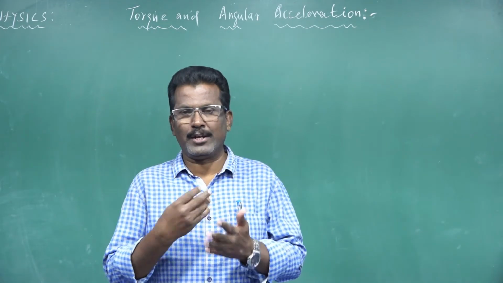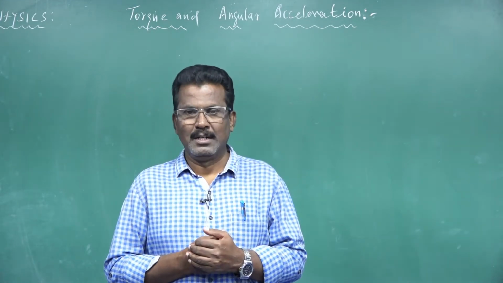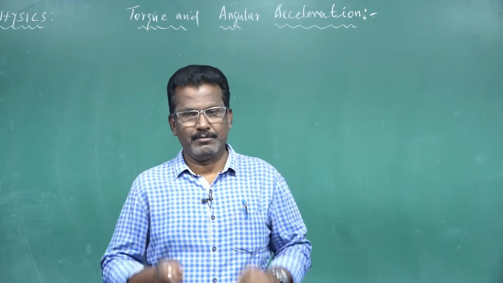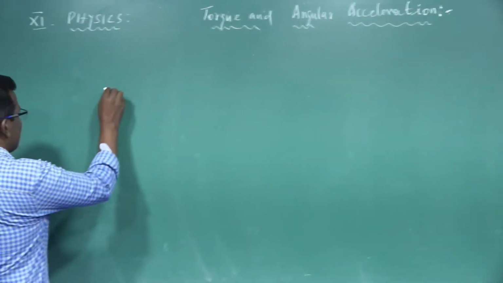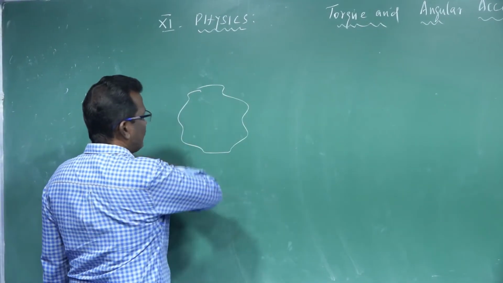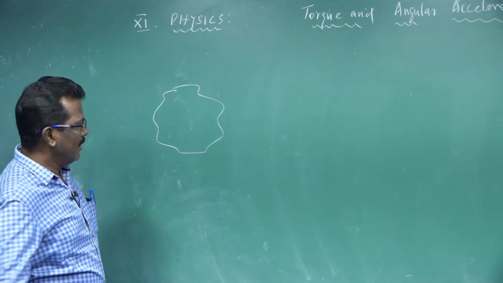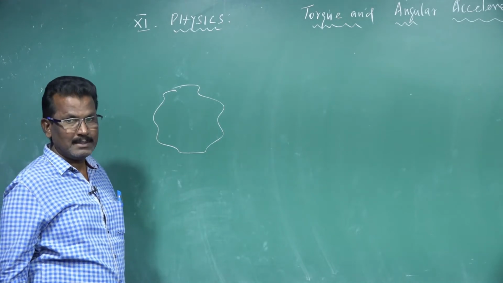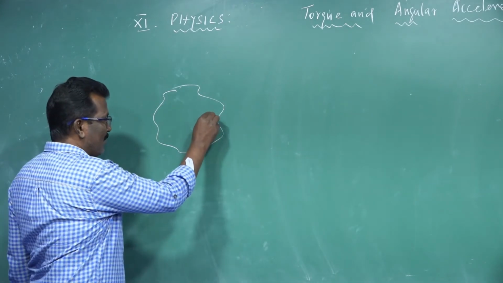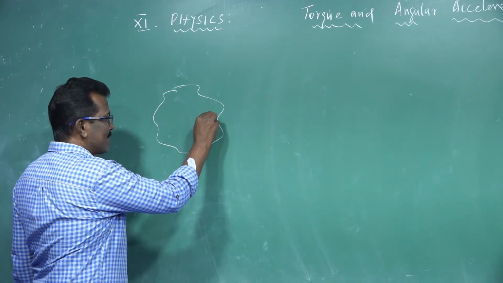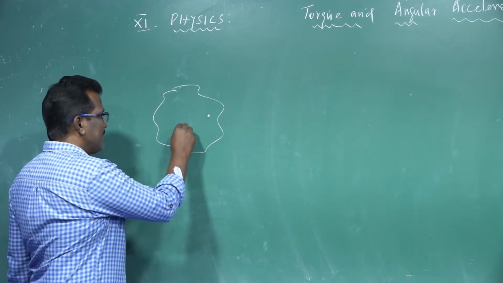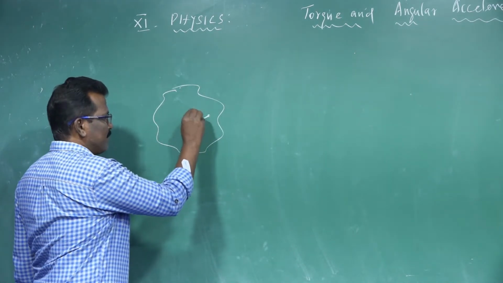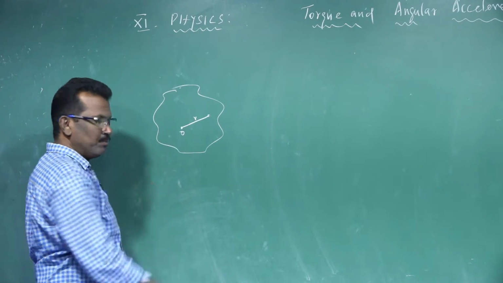Just once again I would like to recollect. Torque: when an external force is applied on a body, the body has to be rotated. For example, this is the body. The body has n number of particles. Now let us consider one of the particles has mass m, which is at some distance from the origin. This is the origin O.